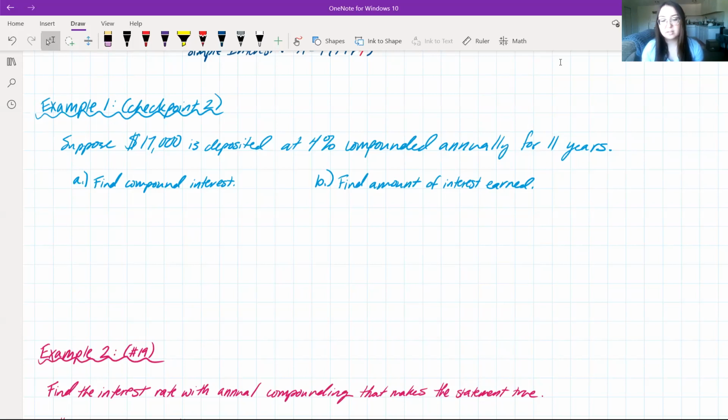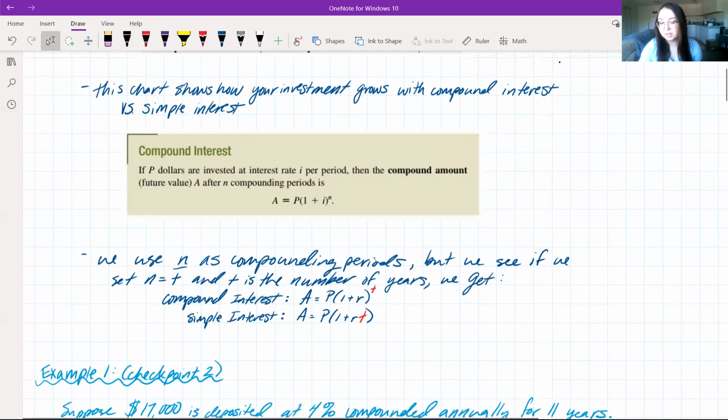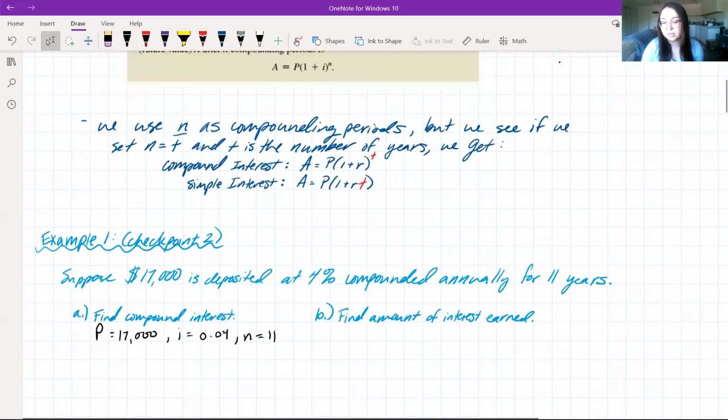First, let's declare what each of our variables are. P, our principal, is going to be 17,000. Then our interest rate, I, is 4%, which we write as 0.04 since we want it in decimal form. And we're compounding annually for 11 years, so our value of n is going to be 11. All right, we found P, I, and n, which are all the things we need for our compound interest equation.